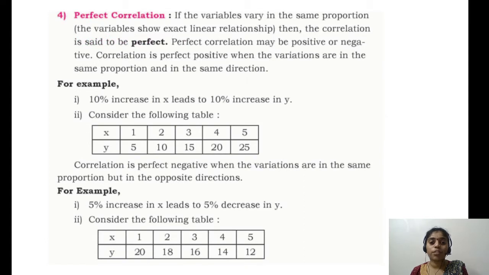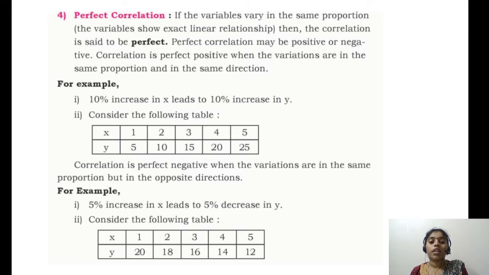Next is perfect correlation. What is this perfect correlation? If the variables vary in the same proportion, then correlation is said to be perfect. That means the variables show an exactly linear relationship between the two variables. Then we can say this is a perfect correlation. Perfect correlation may be positive or negative. Correlation is perfect positive when the variations are in the same proportion and also in the same direction.